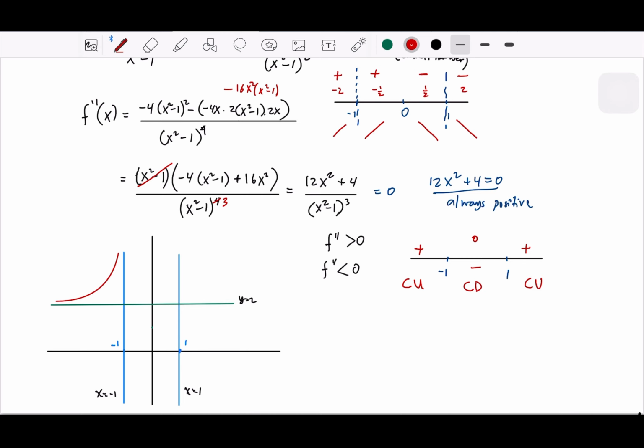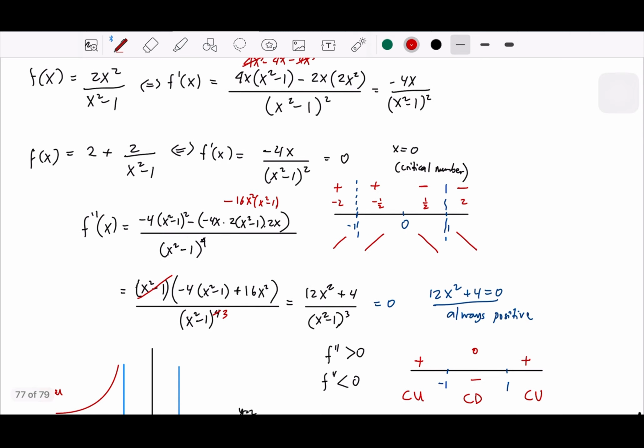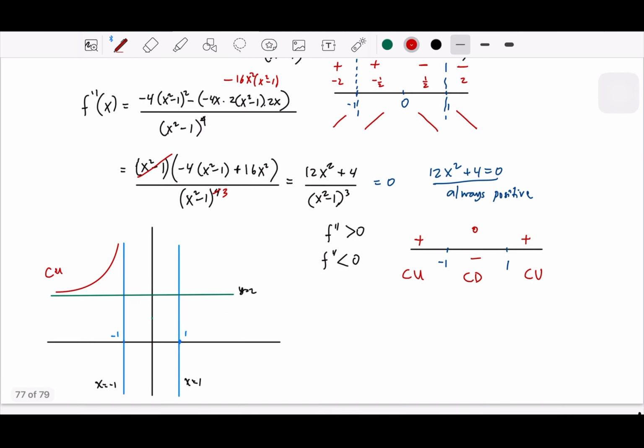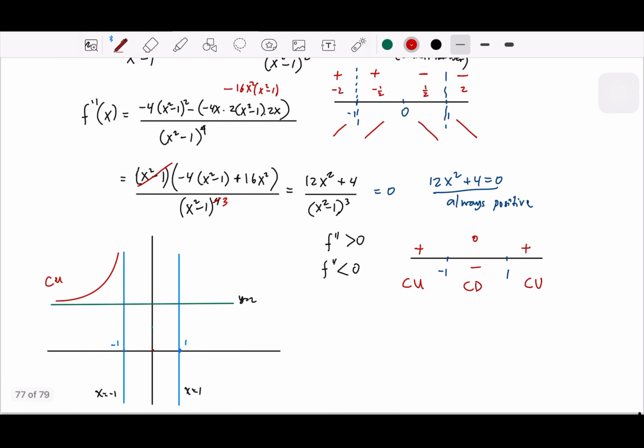Now, of course, we can also check that this is concave upwards. So this is concave upwards, right? And then the middle interval, the middle part, we have intercept 0, 0. So we need to make sure that our graph is at 0, 0. So this is 0, 0.